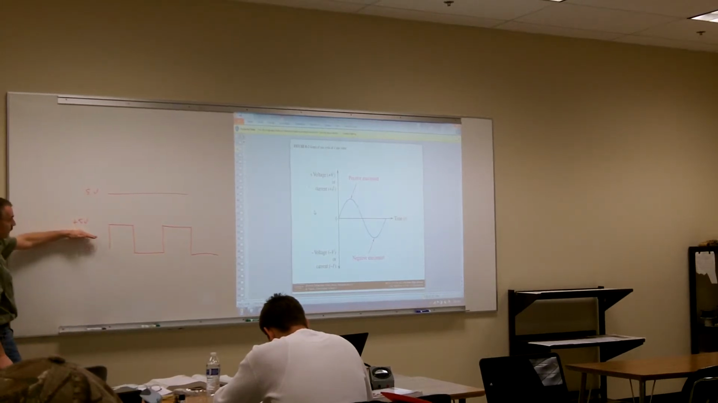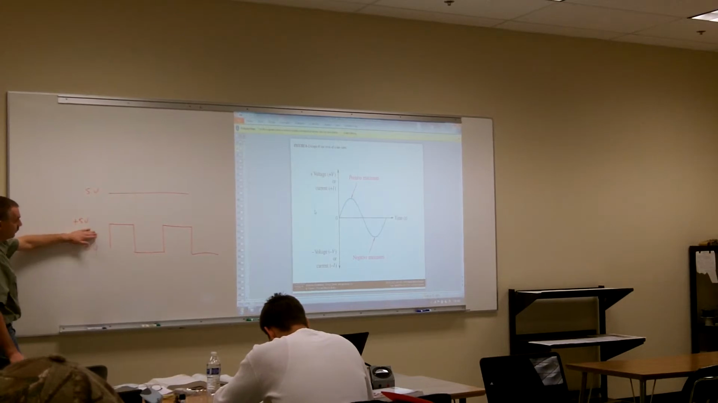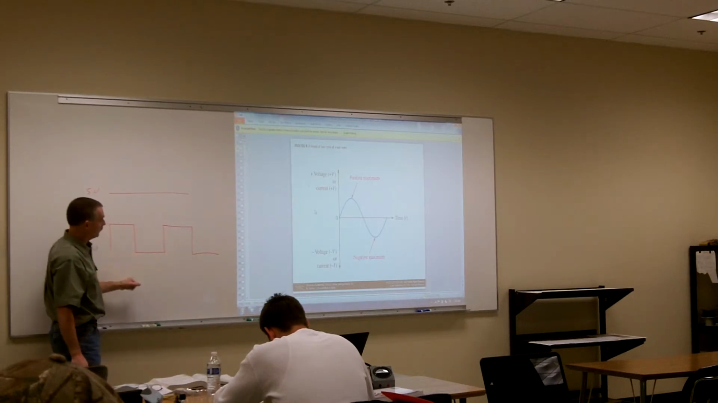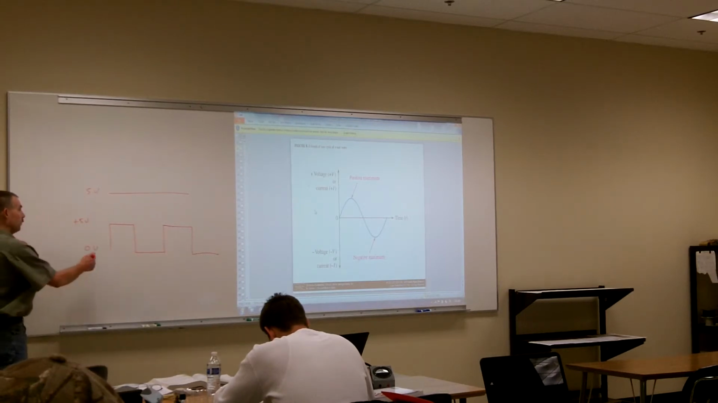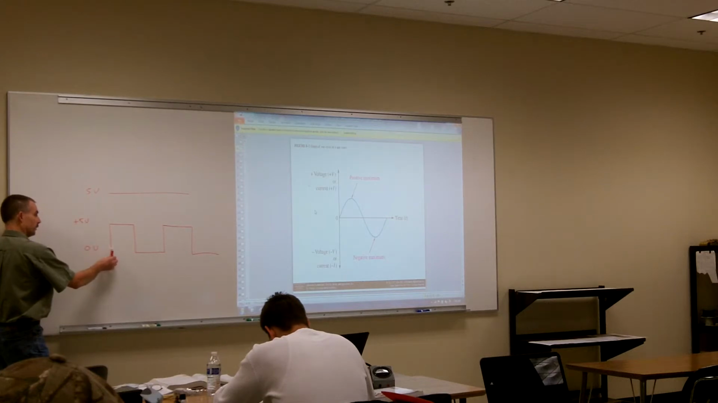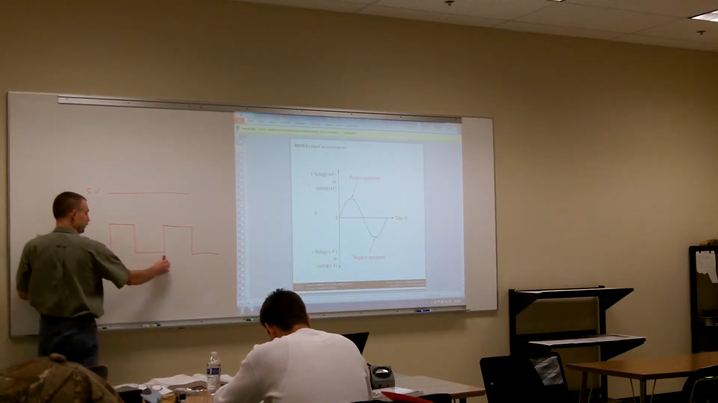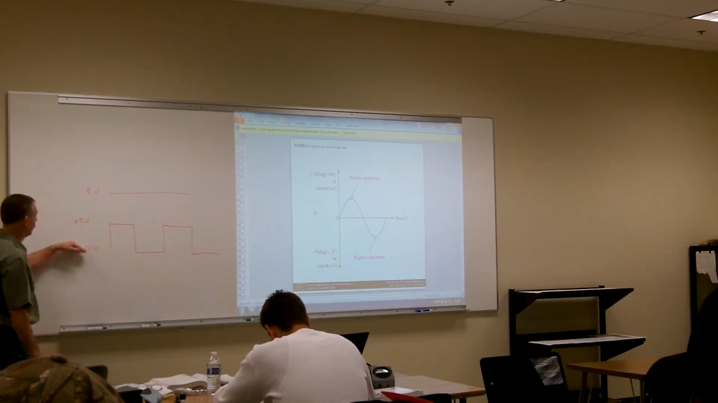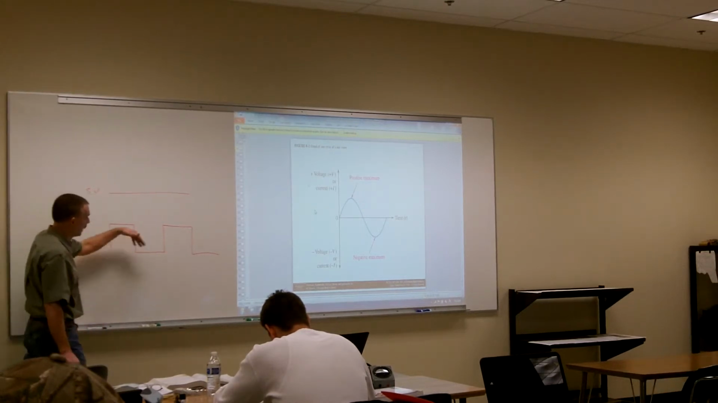So even though this isn't really a true alternating current, we still put this into our AC category during our theory of AC. What it really is, what we call it, is a pulsating DC current. It's just a pulsating DC current because we're just turning it on. We're going from 0 to plus 5 volts, and we're turning it on and off.